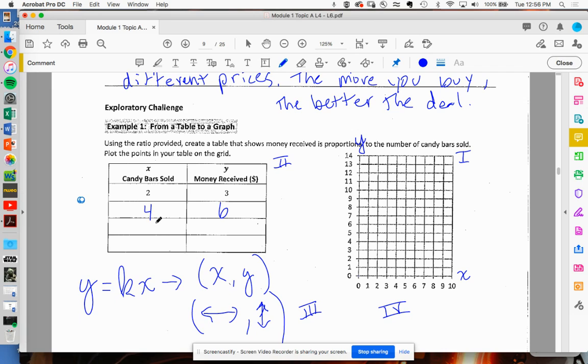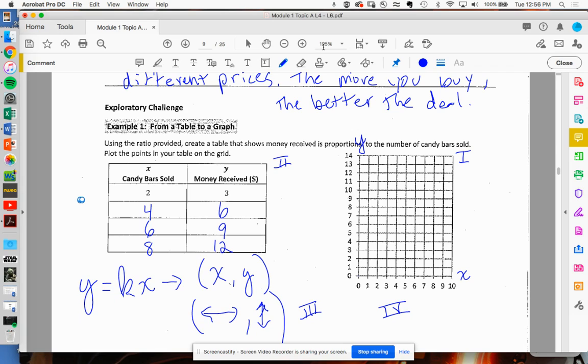So that it all fits on there. What if he sold 6 candy bars? Well, what do I do to 2 to get to 6? Times 3. So what do I need to do to 3? 3 times 3 would be 9. Then let's do 8. Well, 4 jumping to 8 doubles it. What would I do to 6? That'd be 12.